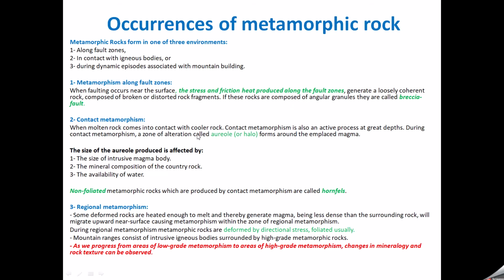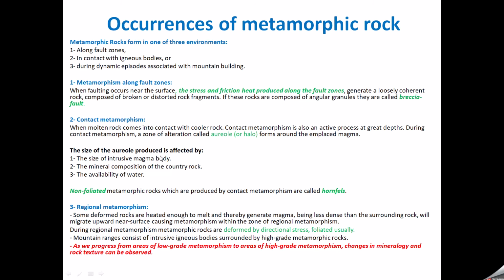Contact metamorphism, when magma intrudes through sedimentary or igneous rocks, will form a contact zone between the magma and the sedimentary rocks, for example, and will form a halo or a zone of metamorphism. We call it halo or aureole. The size of the aureole produced is affected by, we'll see it in the figure, by the way. And this happened during contact metamorphism.